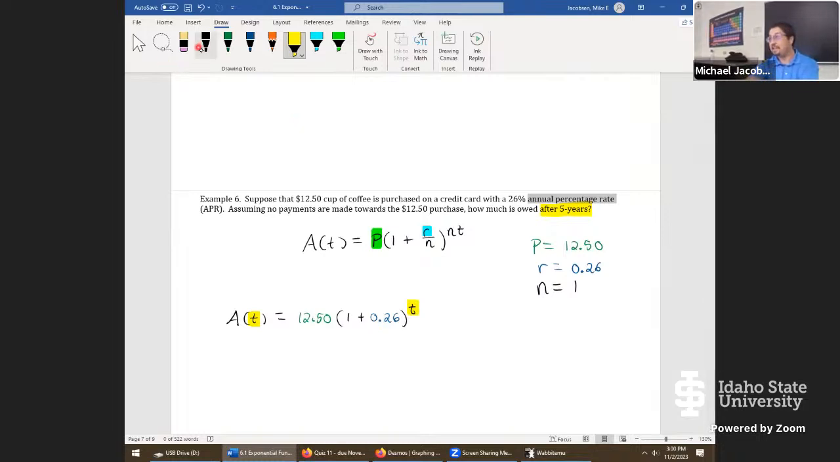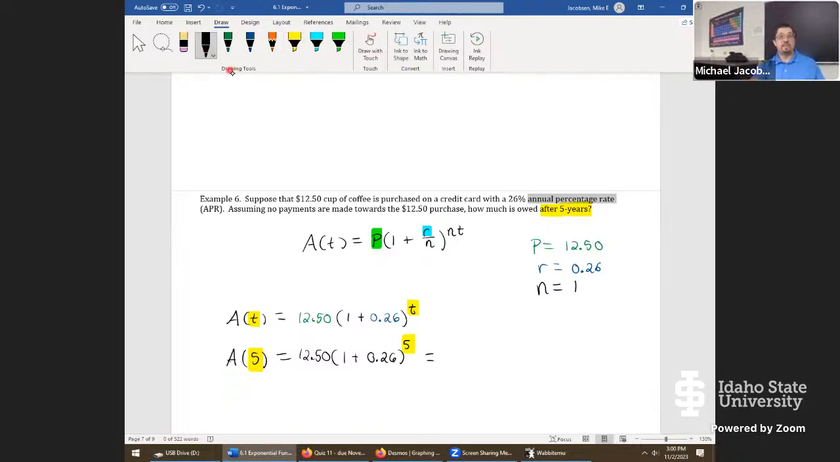Okay, let's plug in the information and then this problem is done. Okay, that's why I got a little bit nervous on these notes. It looked like there's a lot of problems, but when I actually went to practice them, they're pretty fast. There's not a lot to do on these. So amount after 5 years is A at 5. It's going to be equal to the 12.50 that we put in, 1 plus 0.26, and then 5 would go right exactly here.